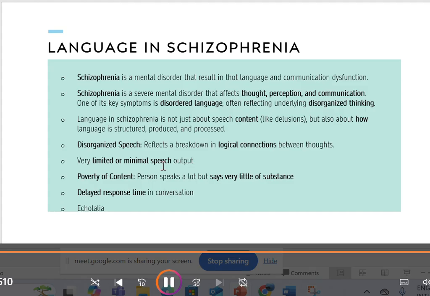Next is poverty of content. People speak, but it will not have meaning or substance. They may speak, but what is to be said is not there in their language. Then delayed response; they would not have a proper response. Turn taking would not be there. Then echolalia would be there. All these are instances of language in schizophrenia.